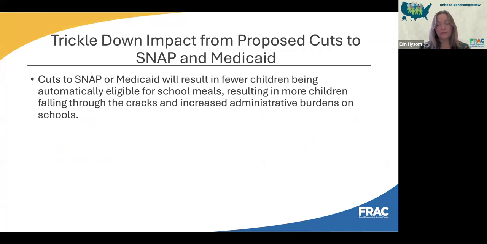The other proposal that we are closely monitoring is cuts to SNAP. Because of the way CEP schools calculate their identified student percentage, by using children who participate in SNAP and in most states Medicaid, any cut to SNAP or Medicaid that reduces the number of children participating in those programs would have a negative ripple effect on school meals. It would reduce the number of children that are automatically eligible or directly certified for free school meals. It would reduce schools' identified student percentages and therefore reduce CEP schools' federal reimbursement rates. So again, cuts to SNAP or Medicaid will result in fewer children being automatically eligible for school meals and more children falling through the cracks, which in turn will increase administrative burden on schools themselves.